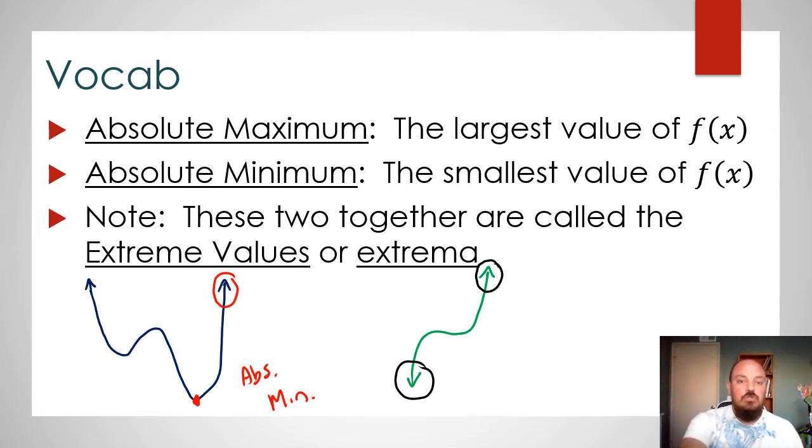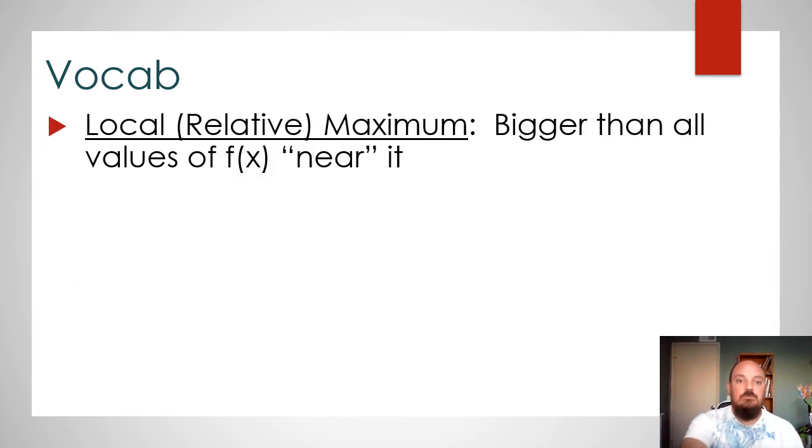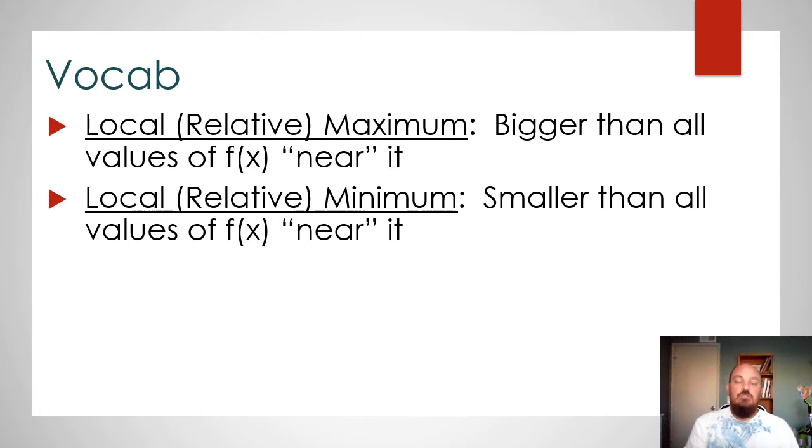Okay, we also have one more type of minimum and maximum. That's very important. I'll put them both up together again. There's two names for them. They actually mean the same thing. You can call them a local minimum or maximum, or you could call them a relative minimum or maximum. A local maximum is a point that's bigger than everything, in quotes, near it, and I'll show you what that means in just a second. And same thing for a local or relative minimum. It's smaller than all the values of f of x that are, again, kind of, quote, near it.